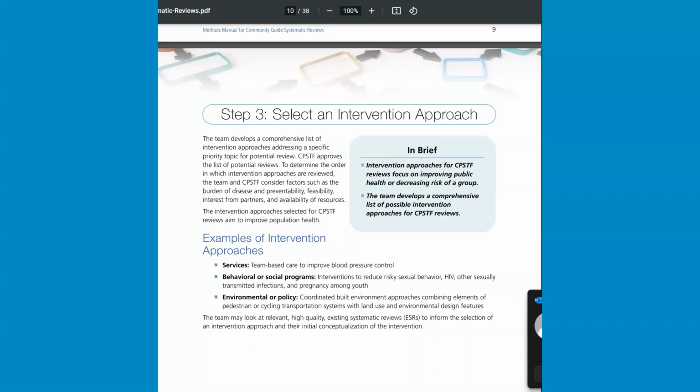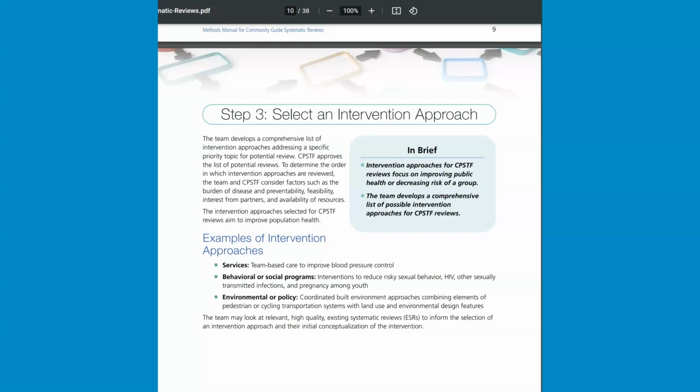Now, looking at step 3, just selecting an intervention approach. This is important. So what are the types of intervention approaches? Maybe there's some sort of team-based care that you're proposing to improve blood pressure control.